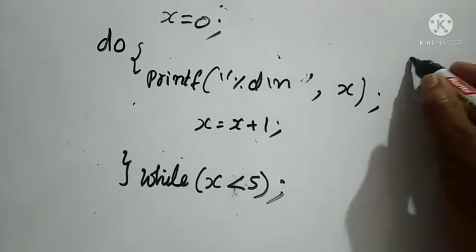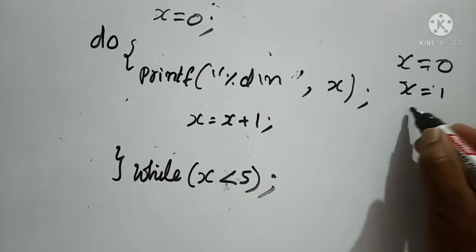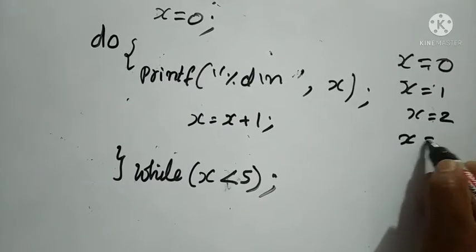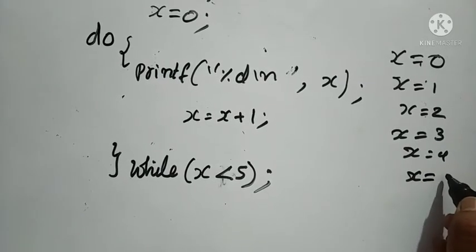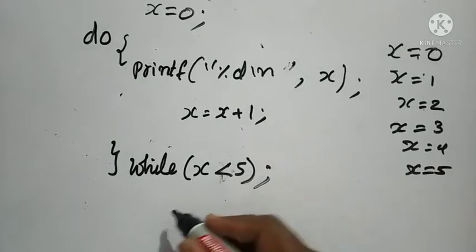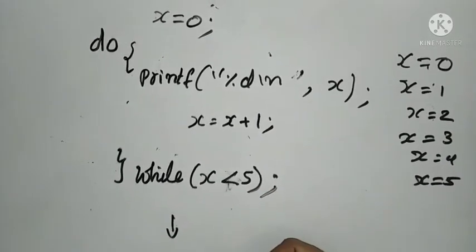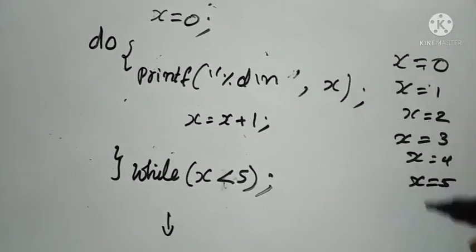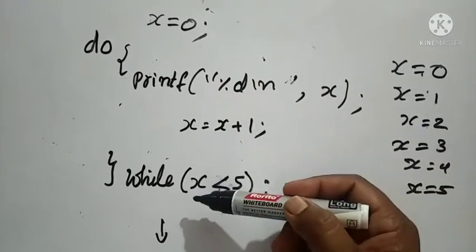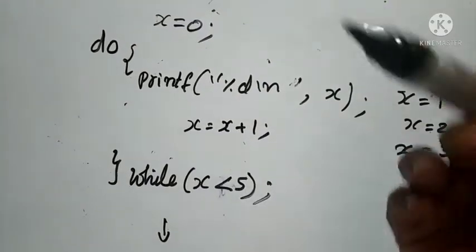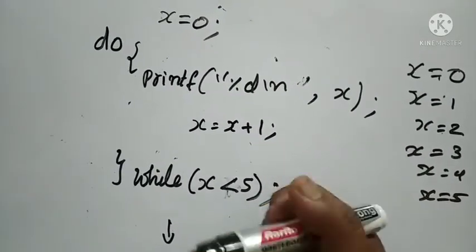So here also the value of x is 0 at the start. Then the value of x is 1, then x is 2. In the next iteration it is 3, then x is 4. When the value of x is 5, it will come out of the loop and start executing the instruction next to the do while. So the result I am getting is the same, but here it is using the exit condition, and there it is using what we call the entry condition.